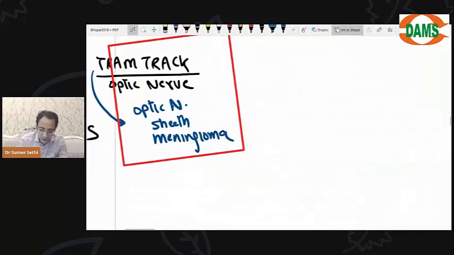Okay, now let's see if you can answer. Sarthak has asked us a question about why optic nerve meningioma. Let's see an answer. Son, suppose this is the globe, this is the optic nerve, and these are your extraocular muscles.